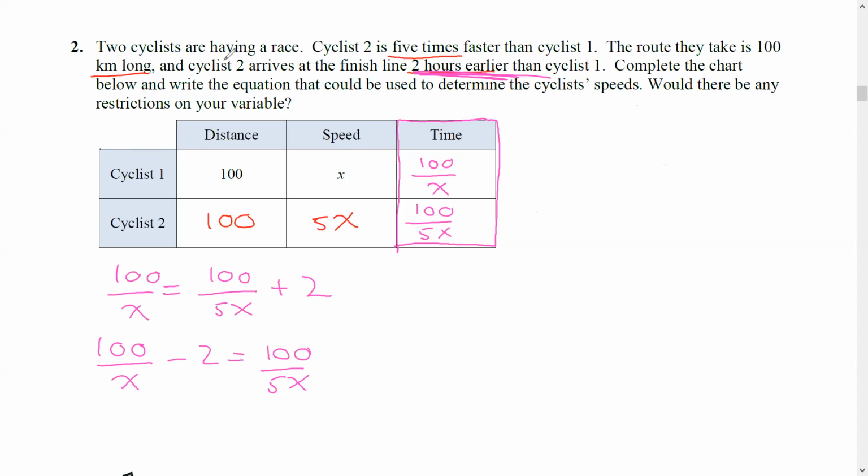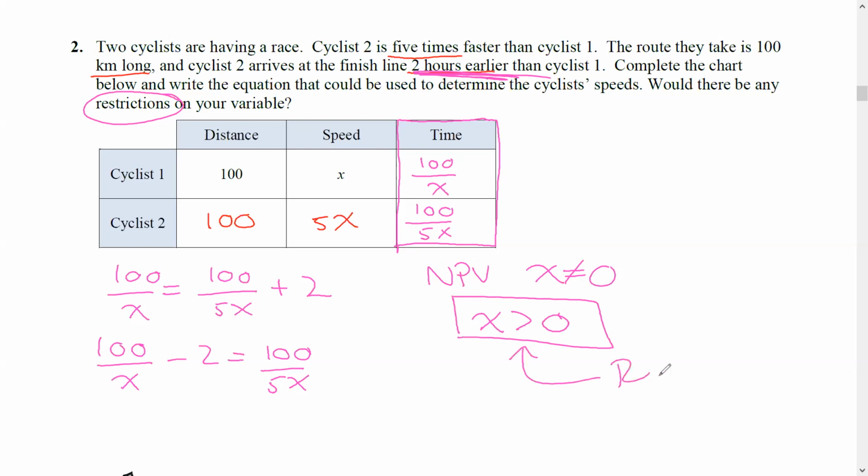Last question says, would there be any restrictions? Well, I know I've got a non-permissible value. I know my non-permissible value is x can't be 0. It's a speed. I've got to be going some rate. But my restriction, I'm going to say my restriction is x is greater than 0. If x is less than 0, well, that doesn't really make sense in terms of a speed. I have to be going greater than 0. So any answer I get that's 0 or smaller won't make sense. So a restriction typically has an inequality in it. It's telling me my domain that I'm working with.